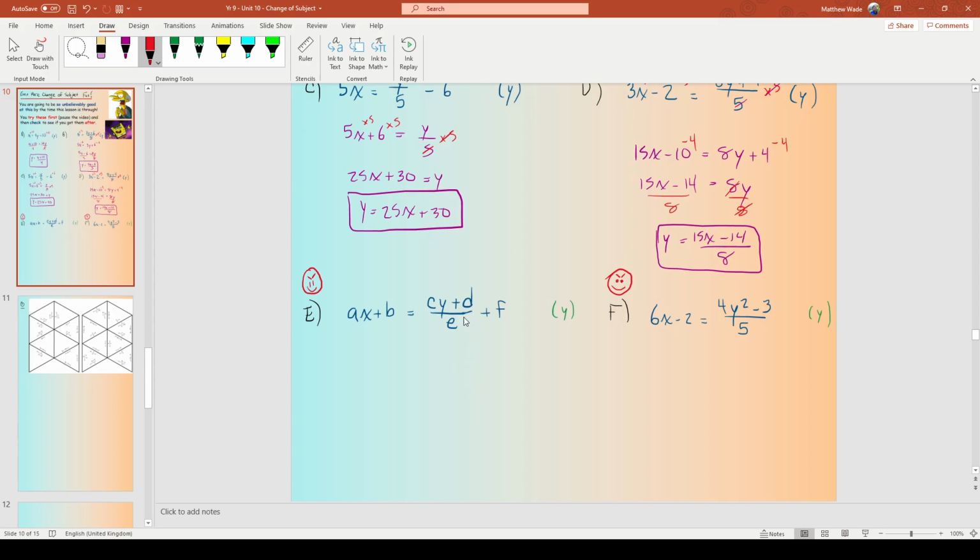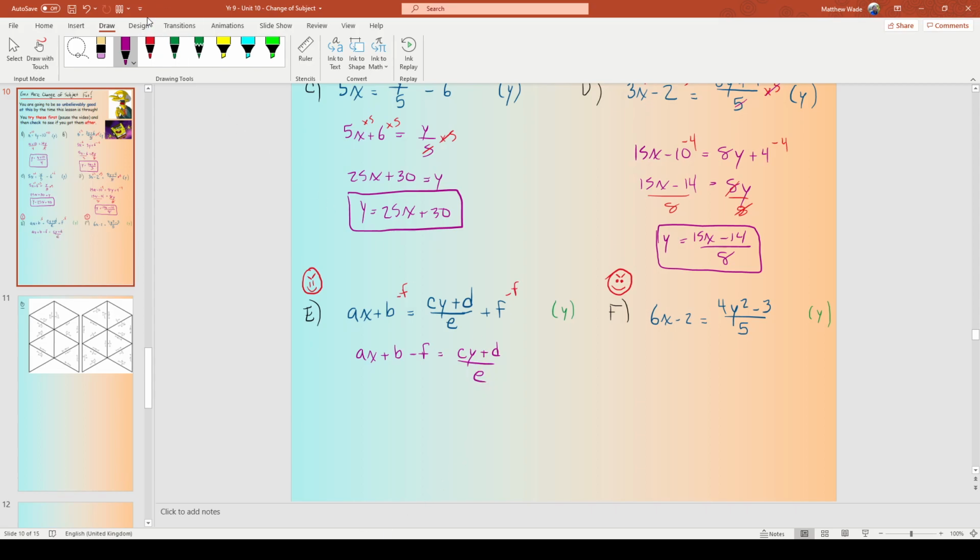Okay, now that you're back, here's what you should have said. You should have said the y is there with the c, and there's a plus d, and it's over e, so there's tons of letters everywhere. But one letter stands out on its own as not being part of this fraction, and that's the plus f. So what I'm going to do is take away the f from both sides, because then you're going to get ax plus b minus f. And on this side, it's just now the fraction.